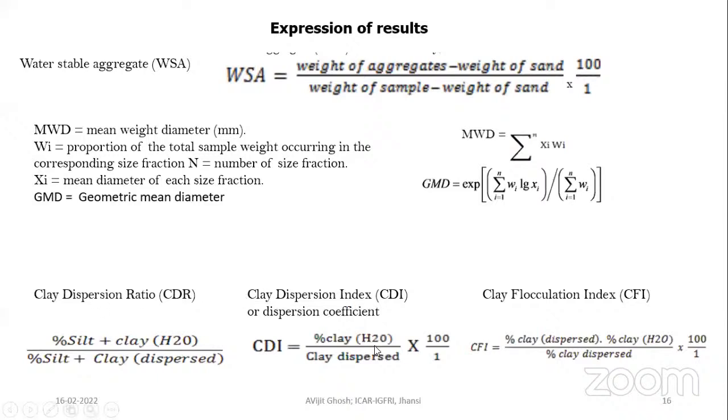Clay dispersion index is the percent of clay dispersed in water and clay dispersed in aggregate analysis. And clay flocculation index is clay dispersed in aggregate analysis minus clay dispersed in water, divided by clay dispersed in aggregate analysis.